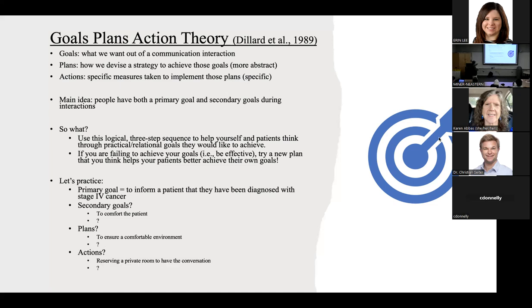So the primary goal may be to inform the patient they've been diagnosed. Secondary goal, comfort the patient. Plans to ensure a comfortable environment. The action, reserving a private room to have a conversation, right? So that's where it goes from kind of abstract into the specific, right? So what other specific actions could we take to achieve our primary and secondary goals consistent with the plans that we have put in place?